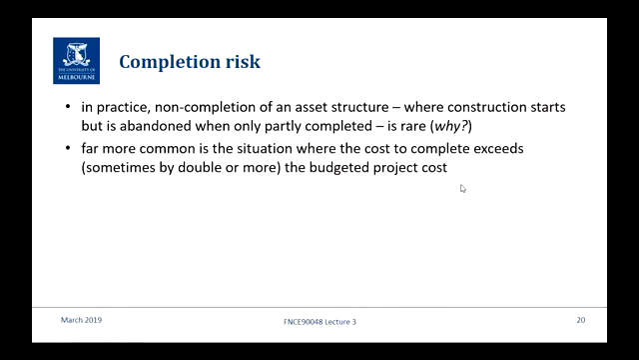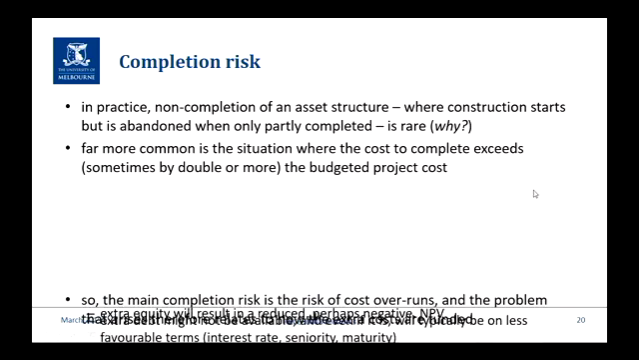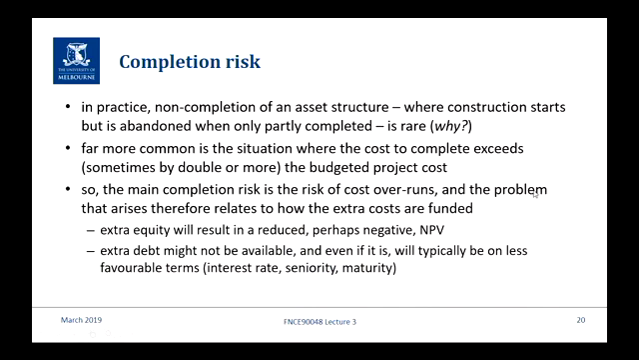So it's far more common. The completion risk comes about not in non-completion but cost overruns. So the main completion risk is cost overrun risk. So the cost to complete exceeds, and sometimes we'll see next week when we look at trying to mitigate this, some of the outcomes have been horrendous in terms of how much it costs to get to completion. So even though it's called completion risk, the main risk is the risk of cost overruns.